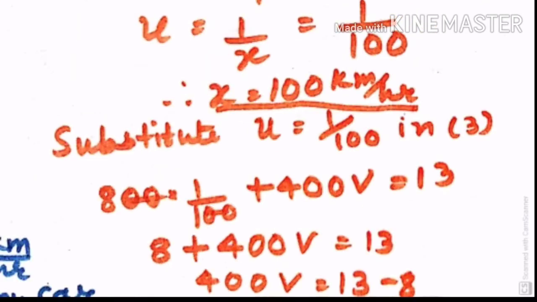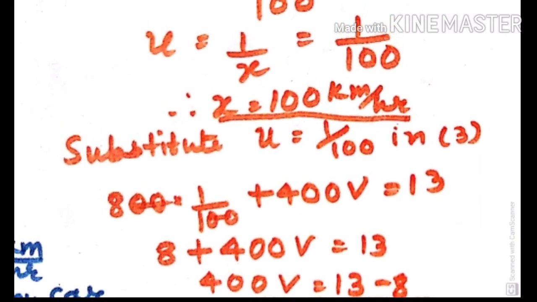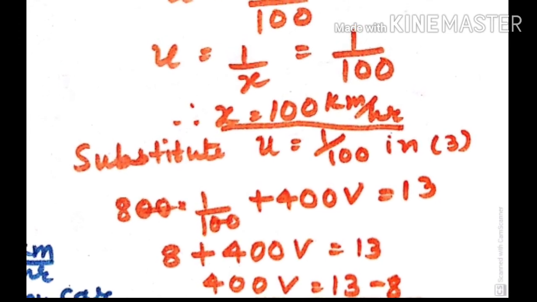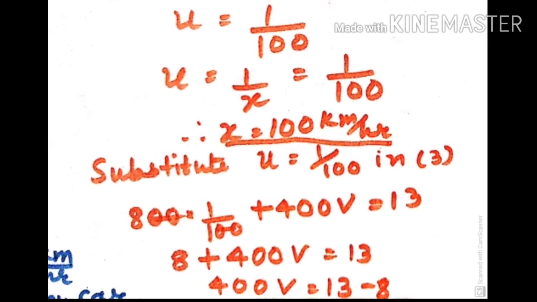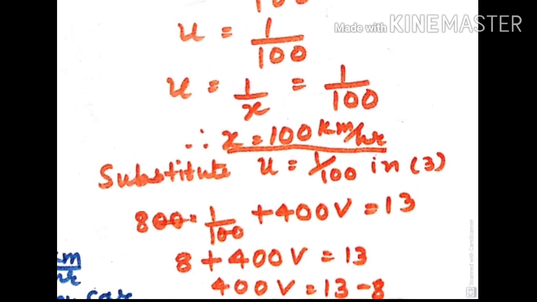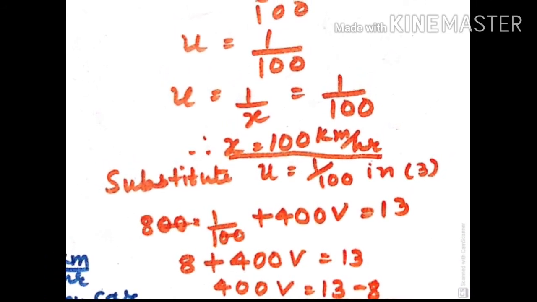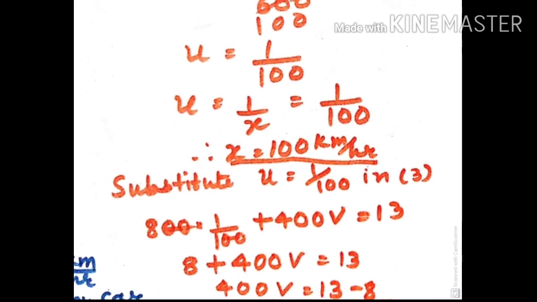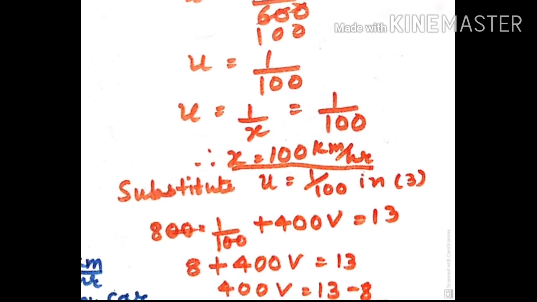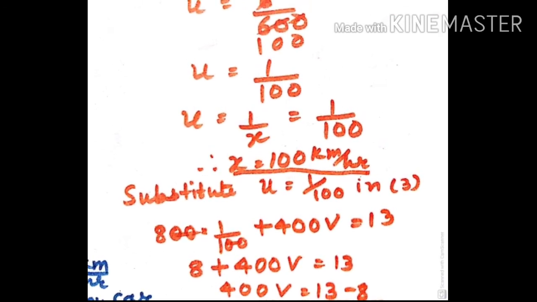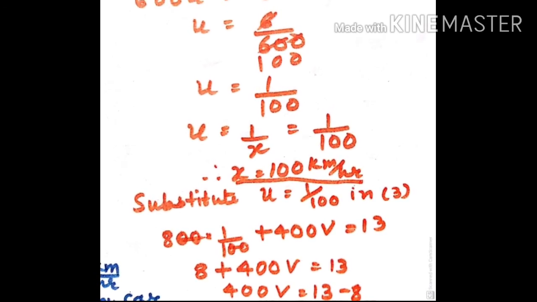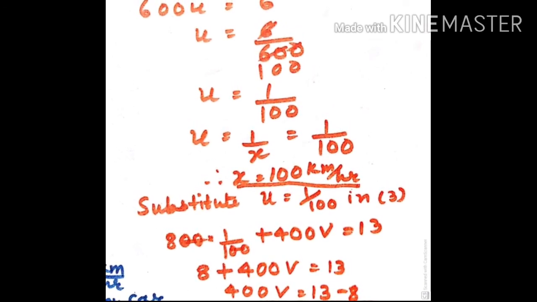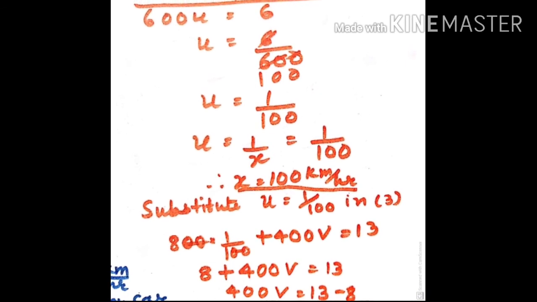Now we all know that u is what we supposed, 1 by x, is equal to 1 by 100. So x is equal to 100 km per hour as per our solution. Now we substitute this u is equal to 1 by 100 in equation 3. So 800 into 1 by 100 plus 400v is equal to 13. So in 800 and 100, the 0s get cut. So 8 plus 400v is equal to 13. So 400v is equal to 13 minus 8.